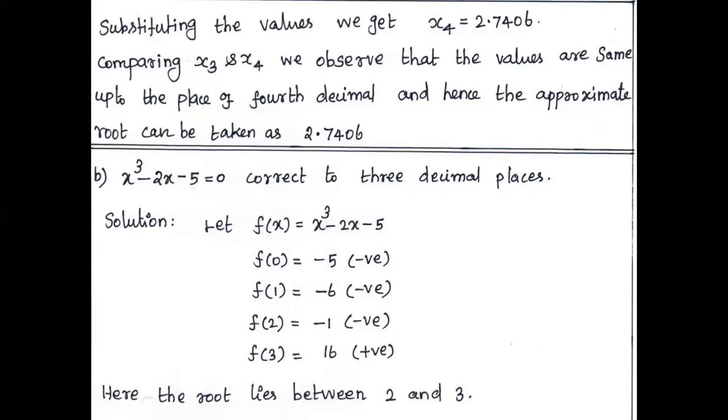So therefore 0, 1 is not an interval. We have to consider 2 now. x value 2, that becomes f of 2, which is also negative. So 1, 2 is also not an interval. We have to put x value 3 now. So f of 3, that becomes 16. Here we got the positive value. So therefore the interval must be 2 comma 3. Hence the root lies between 2 and 3.